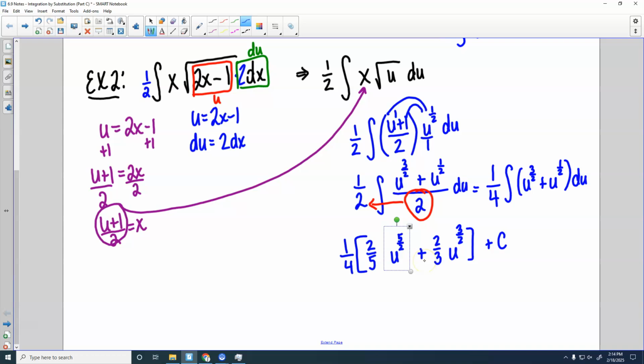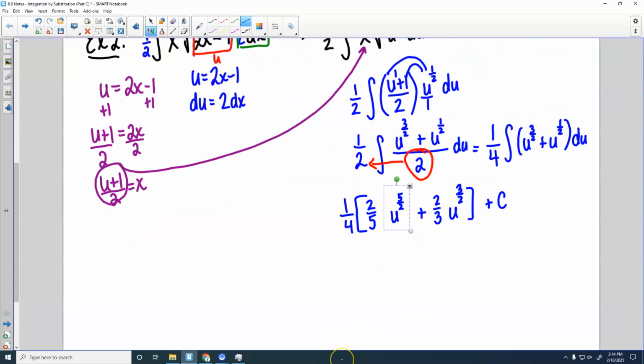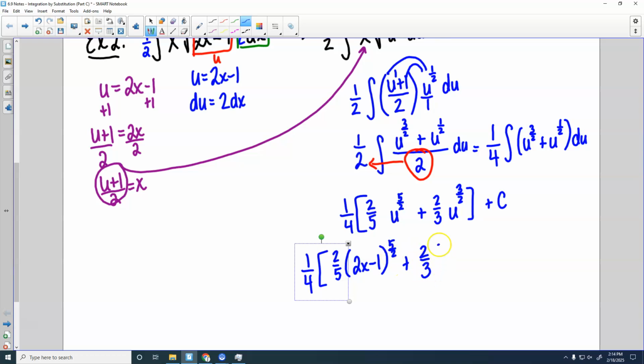And then the last thing you have to do for this is plug your u back in. So you'll have 1/4 times 2/5 times (2x minus 1) to the 5/2 plus 2/3 times (2x minus 1) to the 3/2 plus c.